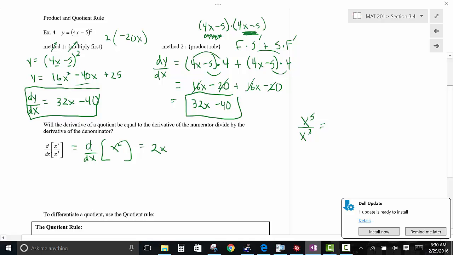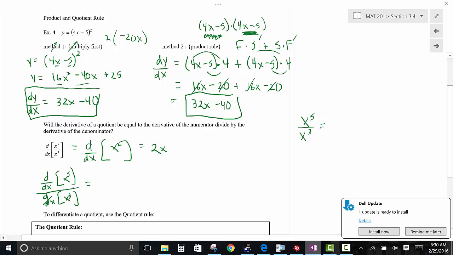2x. So that's the derivative of that function, definitely. What I want to see is what would happen if we did the derivative of the top and the derivative of the bottom separately, and see if we get the same answer or not. This is a really important connection to make.